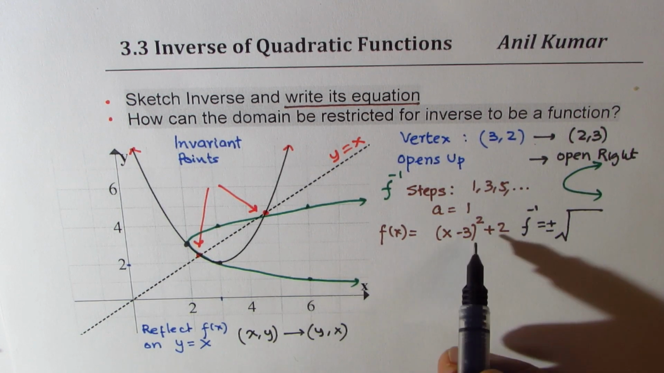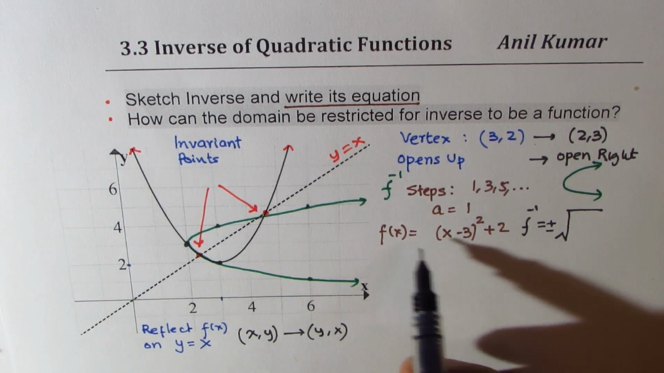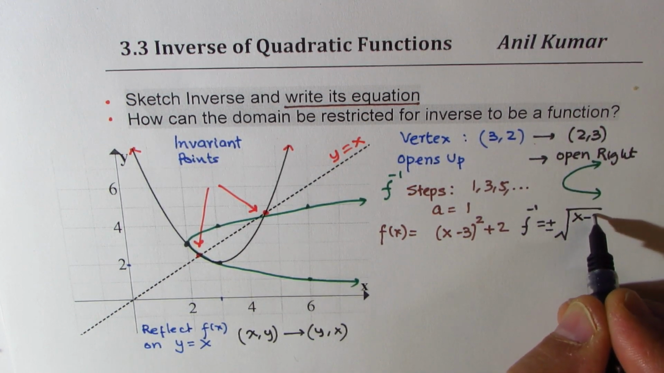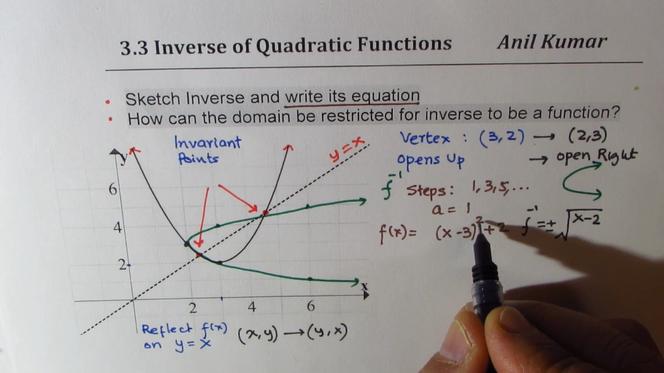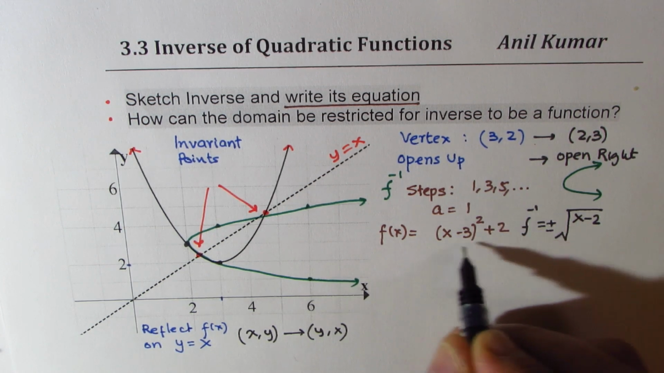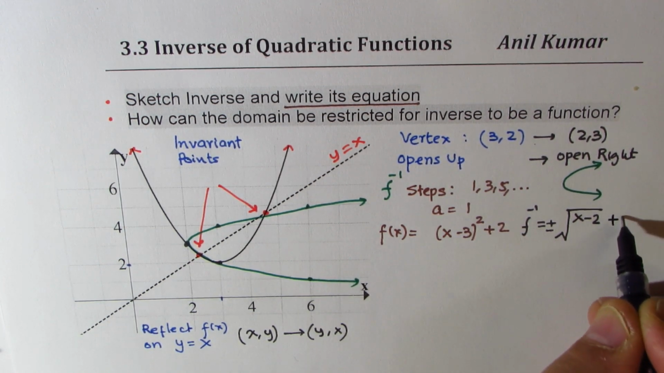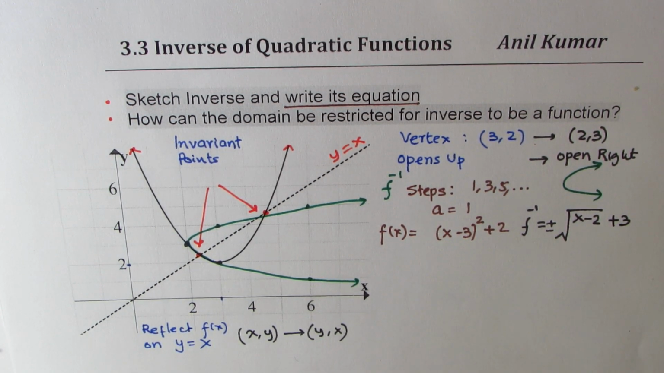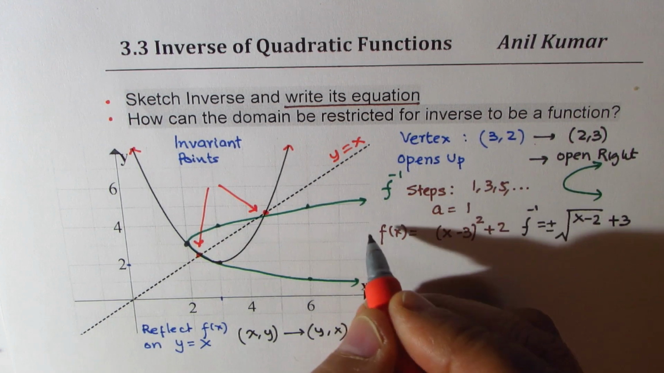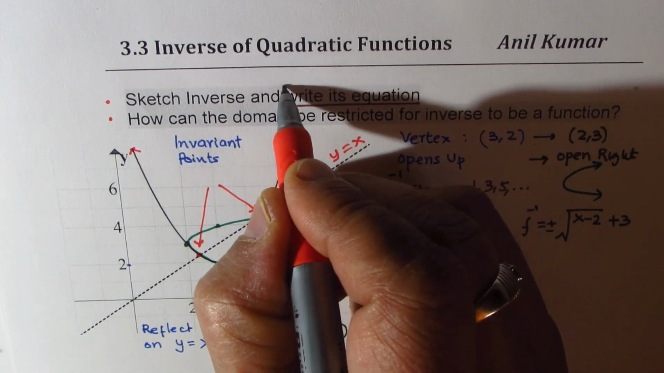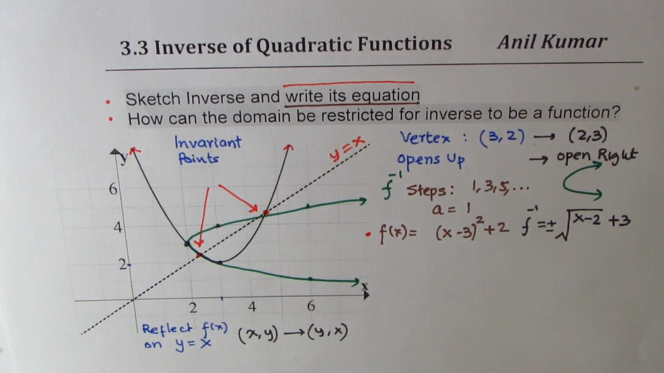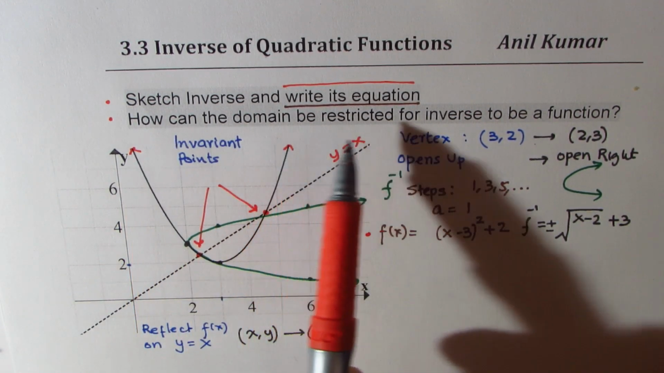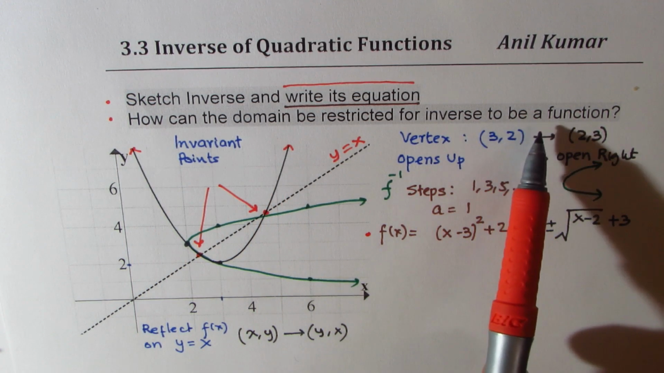That is one way of looking into it. Second way is you could work in reverse order. So x minus 2. So first we do minus 2, right? And then we do square root with plus and minus, and then we add 3. So that is how you get the inverse function's equation. So we got the second part now, which is writing the equation. Is that clear?